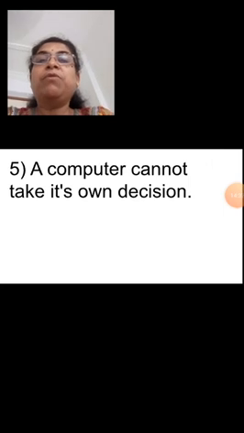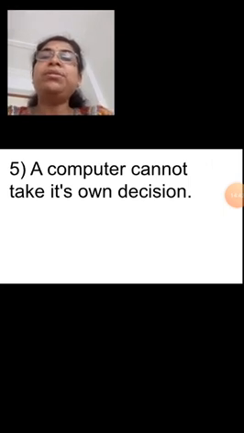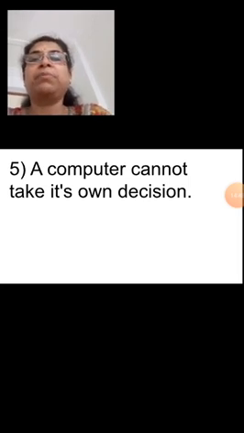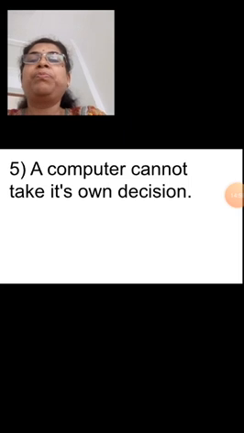Now we'll see the fifth feature. A computer cannot take its own decision. Now, do you know what is decision? Decision means when you are making up your mind to do something, that is called a decision taken by you. Now for this I'll give a good example.